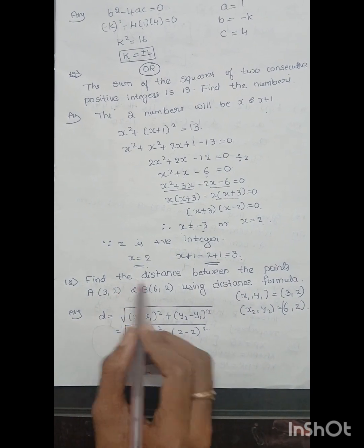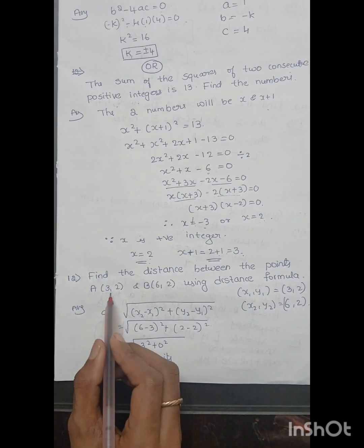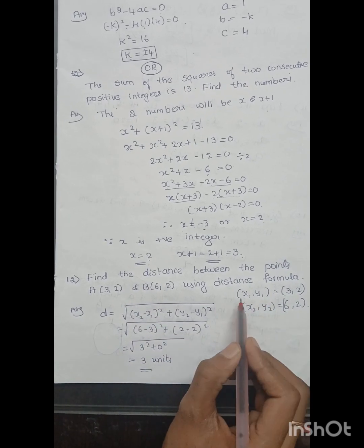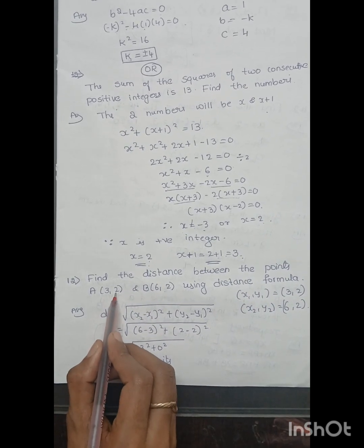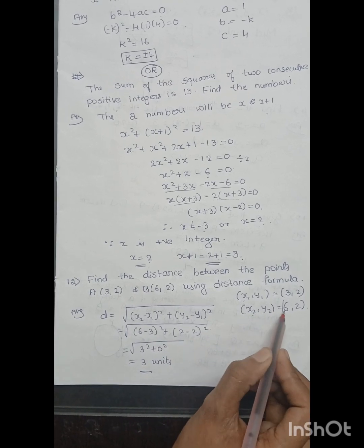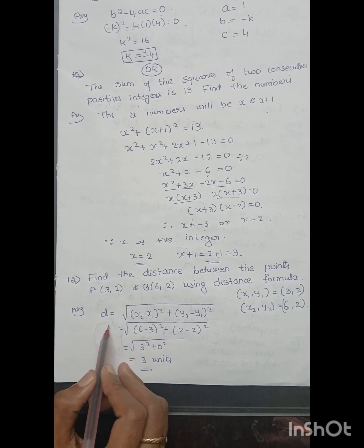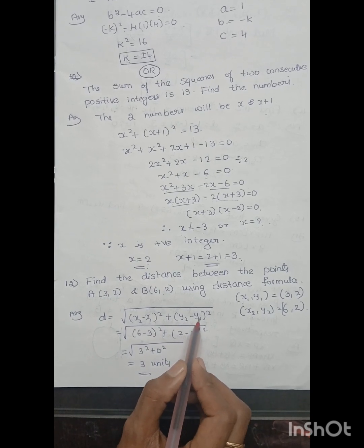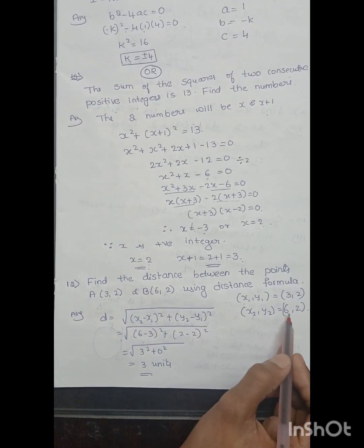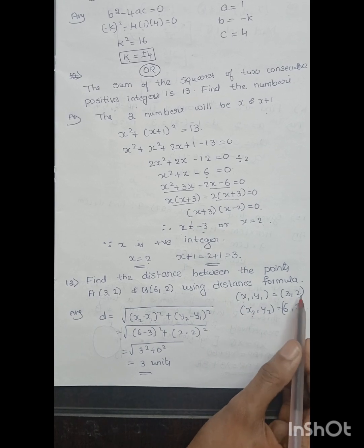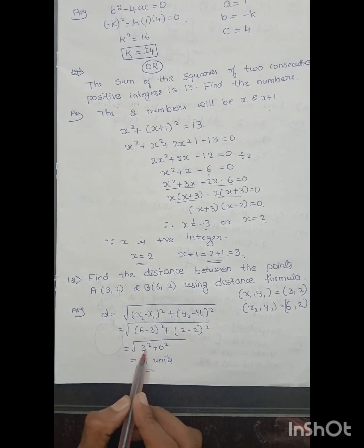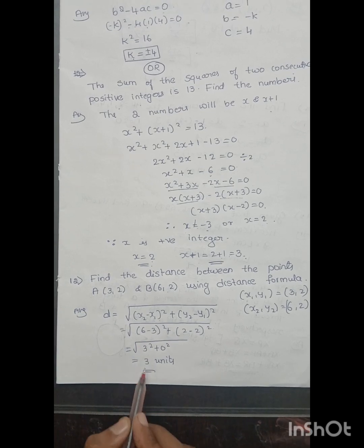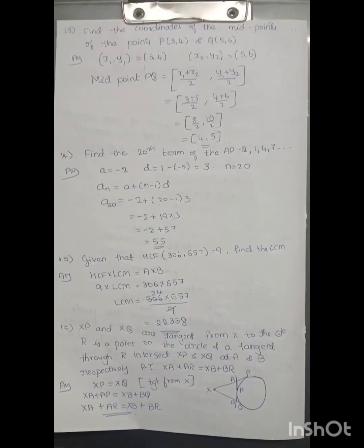Next one, find the distance between the points A(3, 2) and B(6, 2) using the distance formula. Here I will take x1, y1 as 3, 2 and x2, y2 equal to 6, 2. Distance formula is square root of (x2 minus x1) whole square plus (y2 minus y1) whole square. On substituting, (6 minus 3) whole square, (2 minus 2) whole square. 6 minus 3 is 3, square, plus 0 square. 3 square is 9. Square root of 9 is 3 units.